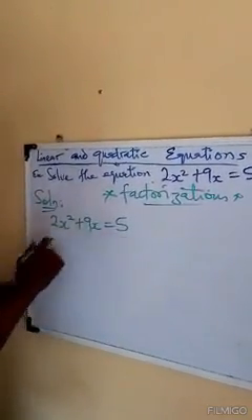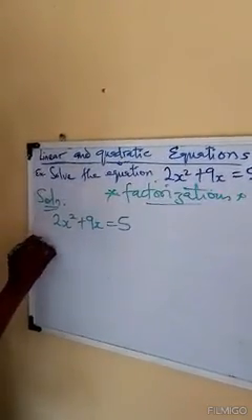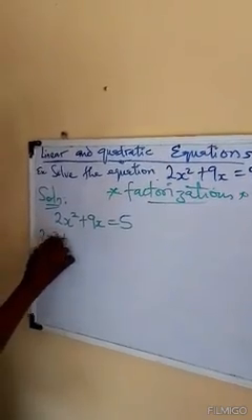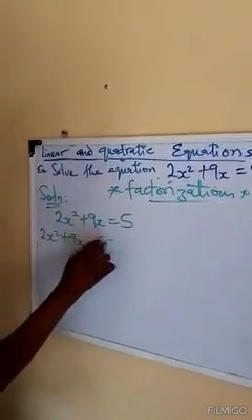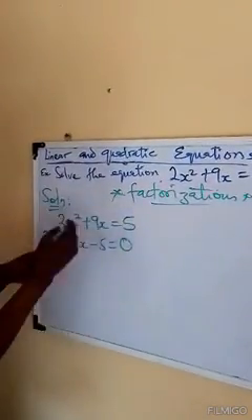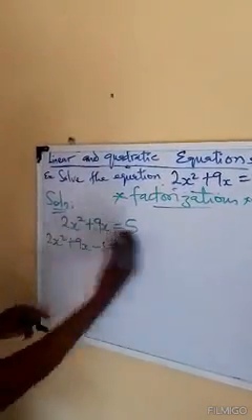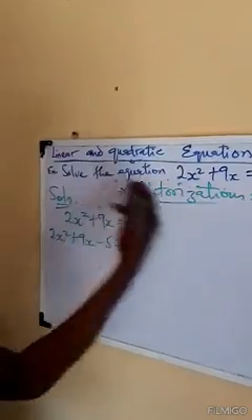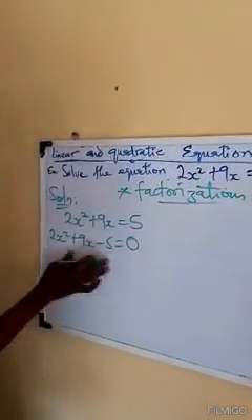Now I'm going to shift this 5 down to the left hand side, so we end up having 2x squared plus 9x minus 5. Of course, it's going to be equal to 0, because I subtracted 5 from both sides, the left side and the right hand side. So we end up having this case.